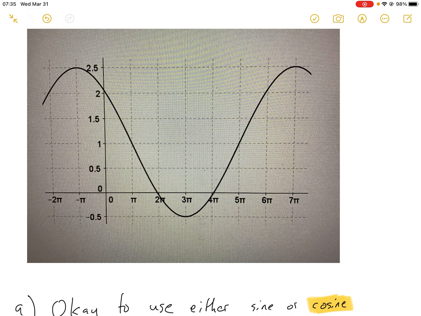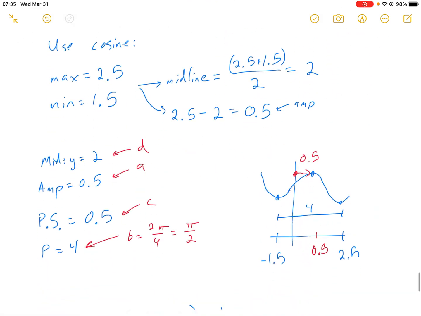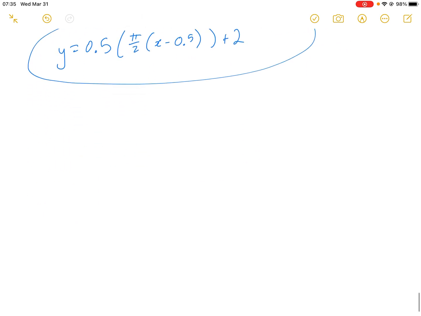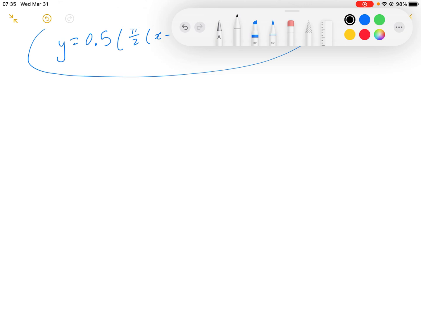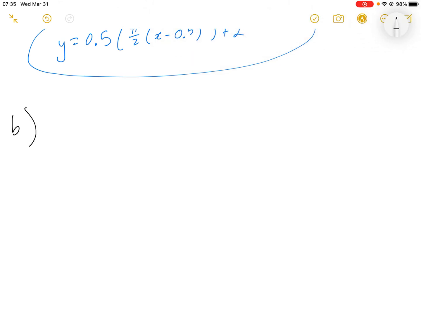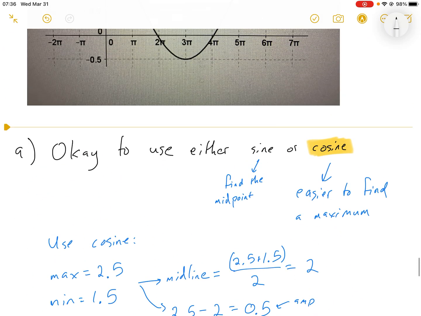So this one, I said I would try to do a sine in this one, so let's go ahead and do a sine example. Really all that changes if you use sine or cosine is that phase shift. So let's start part B. I'm going to find the midline again. So I'm going to take the average value.